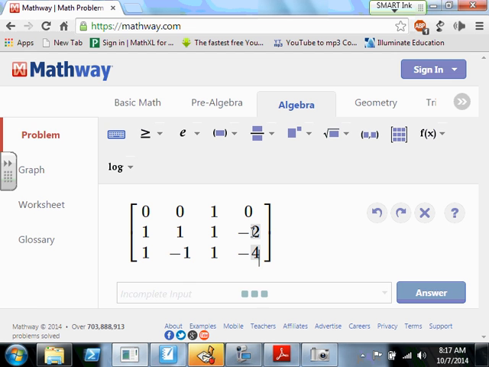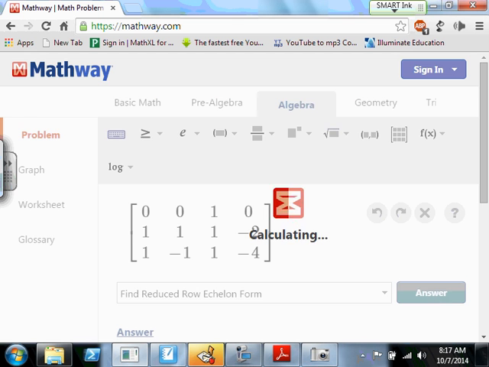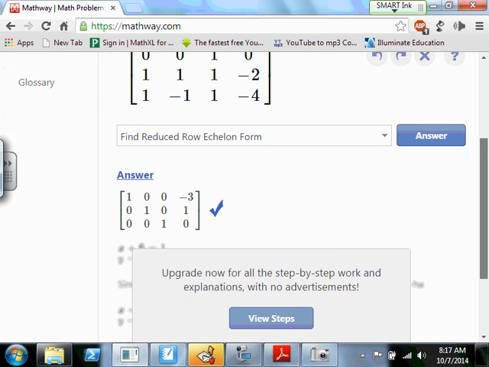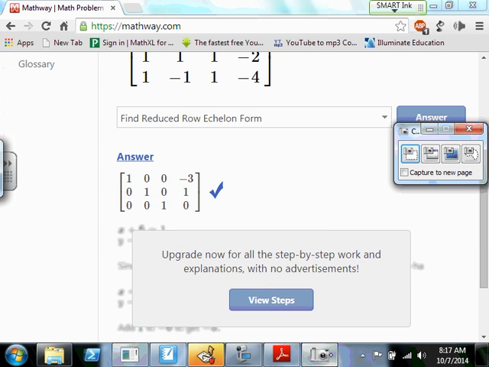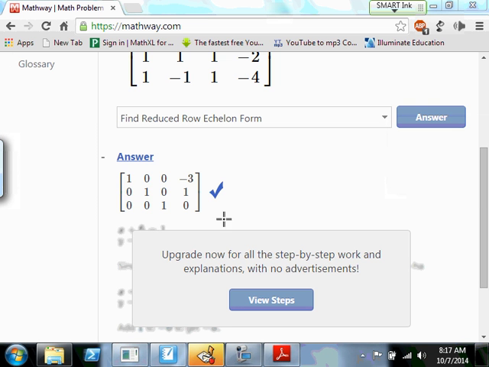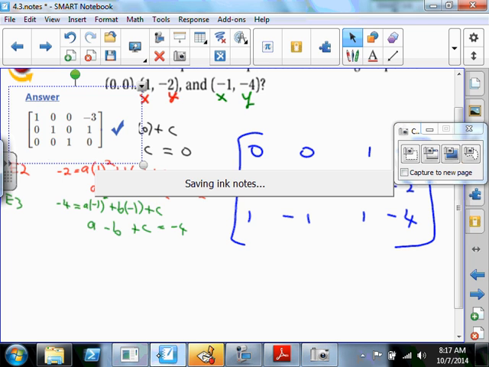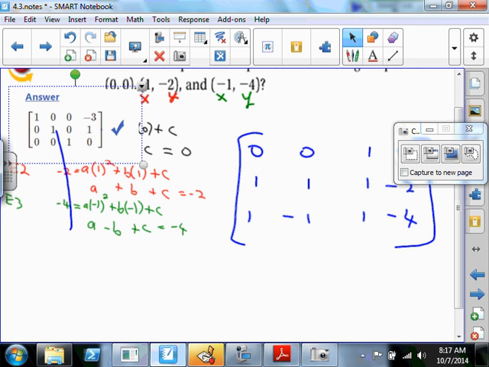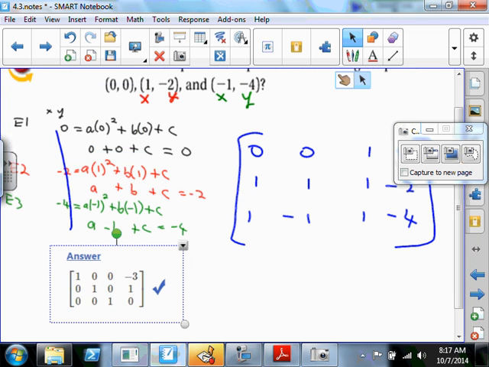And so watch, it says, let's find reduced row echelon form. Yeah, let's. So we do that. We scroll down like so. We got our little camera. We go to take a picture. And so we draw random blue lines on the screen. And we say, thanks, Obama.